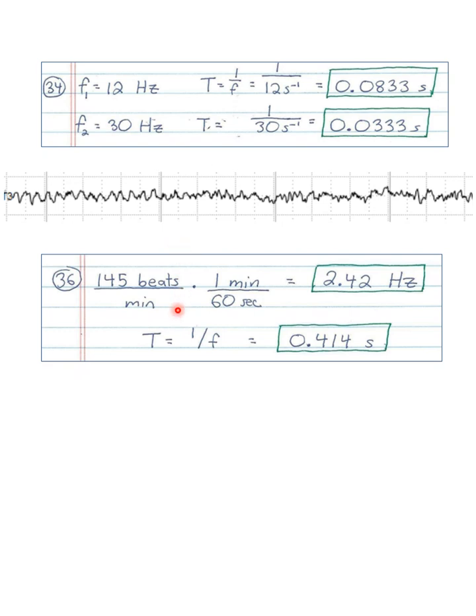Here we have beats per minute, and to turn it to beats per second, we'll put 1 minute over 60 seconds. You can see how the minutes are going to divide out, and we're left with beats per second. So 145 divided by 60 is 2.42 beats per second, or we'll say hertz. And then the period, how much time it is between each heartbeat, is just the reciprocal of that. So 1 over 2.42 is 0.414 seconds.